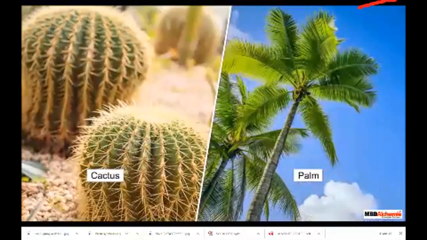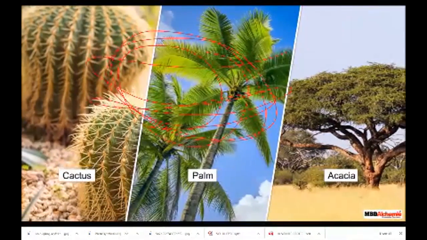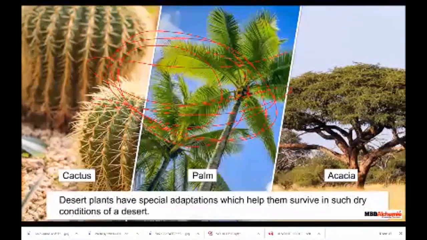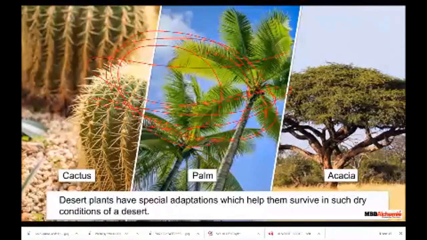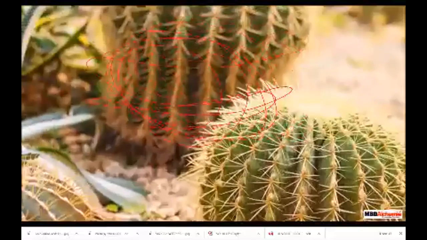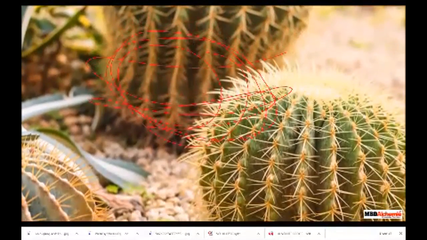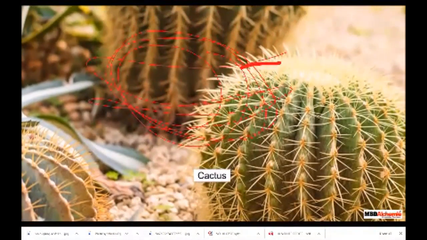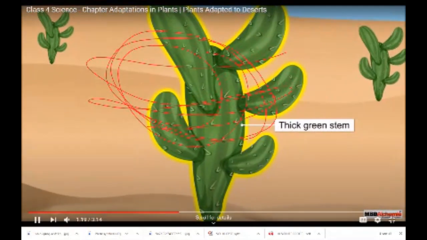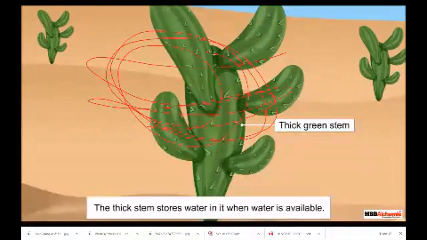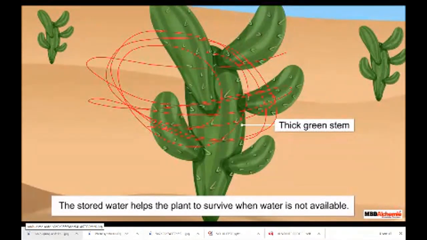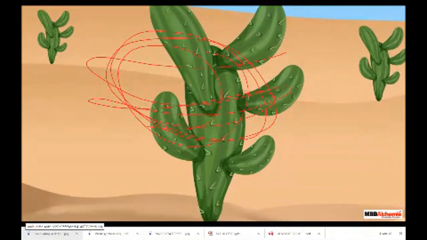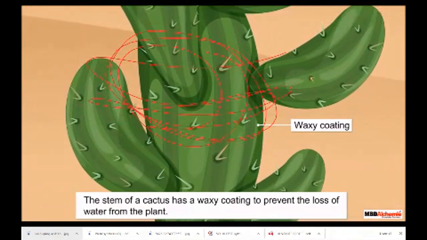Cactus, palm, and acacia are the most common plants found in deserts. These desert plants have special adaptations, which help them to survive in such dry conditions of a desert. Let's discuss these adaptations by considering the example of a cactus plant. A cactus plant has a thick green stem. The thick stem stores water in it when water is available. This stored water helps the plant to survive when water is not available. In addition, the stems also have a waxy coating, which prevents the loss of water from them.